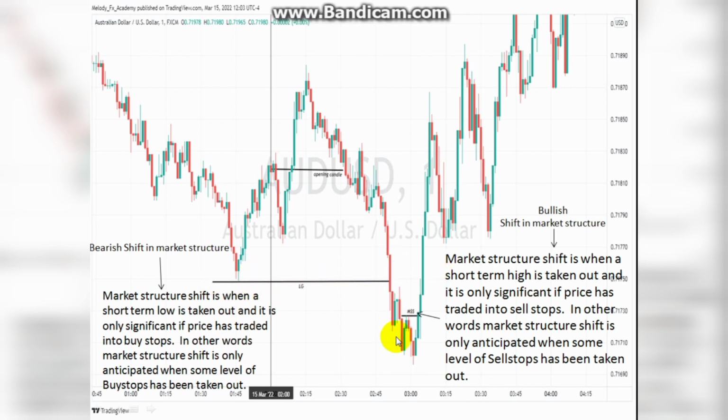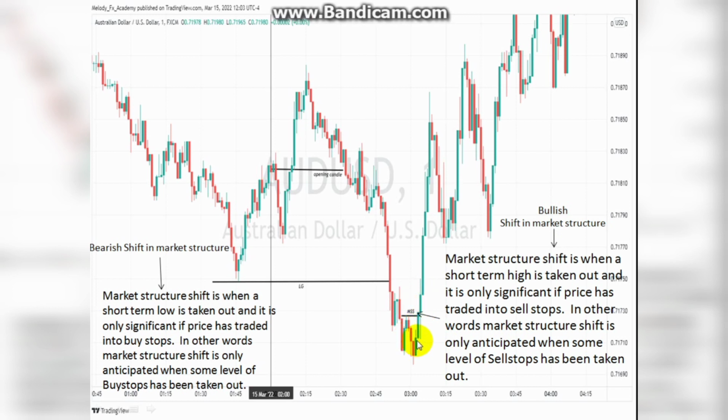When we are anticipating higher prices, a market structure shift is only valid if price has taken out sell side liquidity, which is what we have seen. This is that old low on the 15 minutes, and price traded below it, taking out the sell side liquidity resting below this old low. In other words, a market structure shift is only significant when some level of sell stops has been taken out for a bullish shift in market structure. So this right here is known as a market structure shift.